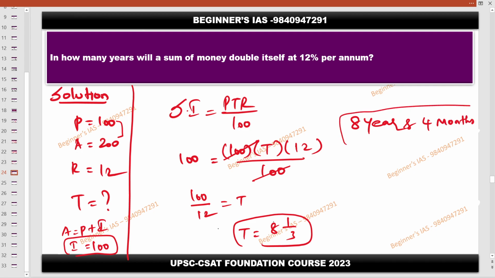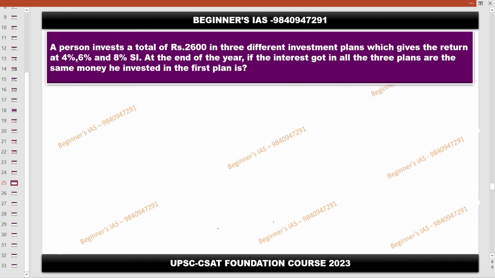Okay, they may not give 8 1 by 3, they may give it in this way also: 8 years 4 months. Fine. So next question. This question is important. Already we have seen this model, but listen carefully.